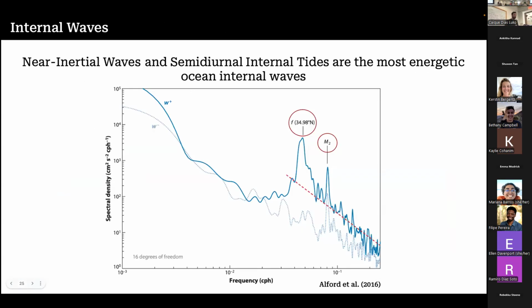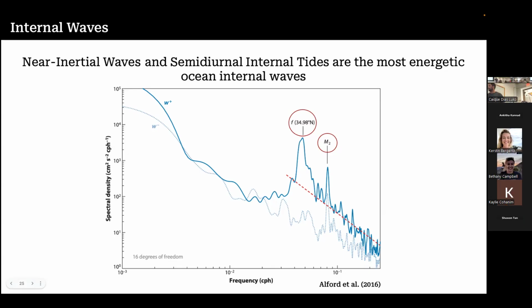Okay, so what are the most important or the most energetic internal waves in our oceans? This is a plot of the spectra of the waves. The y-axis is the spectra, how much energy is in the waves. And on the x-axis, we have frequency. We're going to talk more about spectra throughout the week. On this plot, they divided the waves into those that are propagating down, the solid line, and the waves that are propagating up.